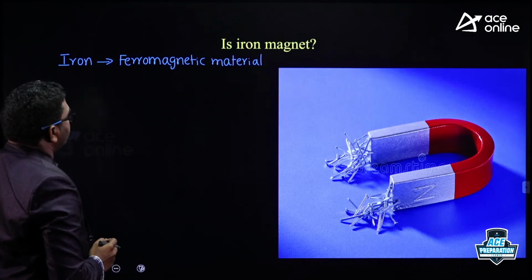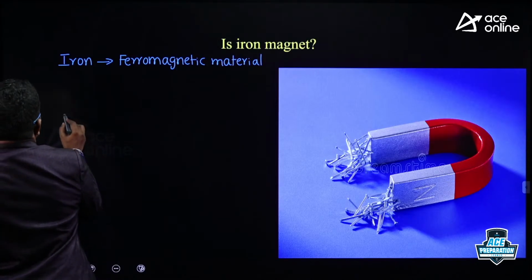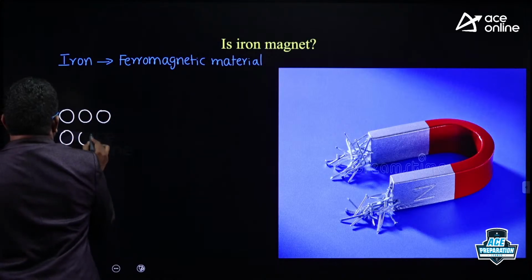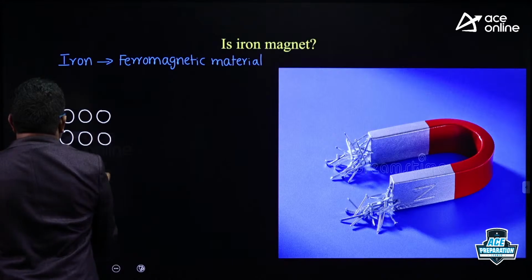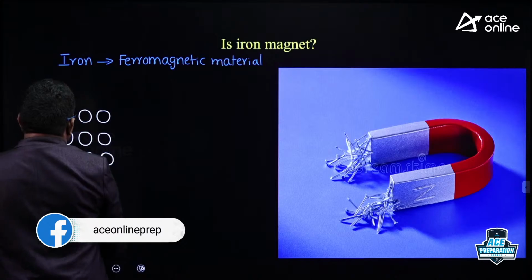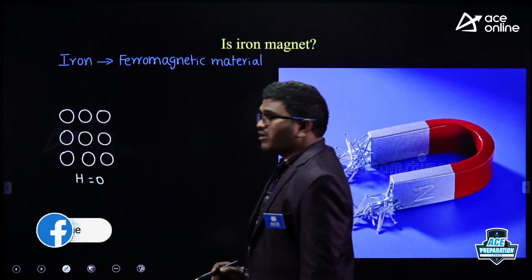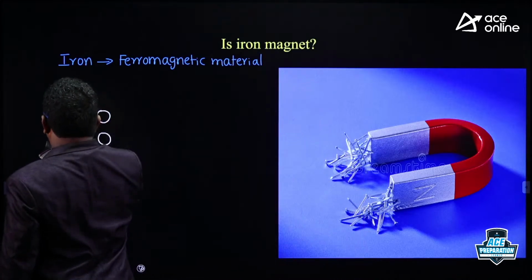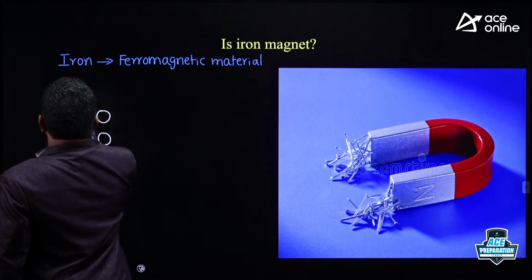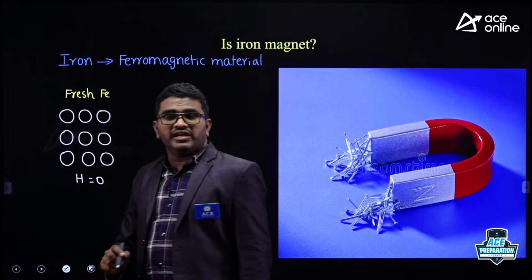I'll explain elaborately here. In every iron metal, there are permanent dipoles. This is a fresh iron metal, which means it is not affected by any magnetic field. H is the magnetic field, and the magnetic field is 0. It's a fresh iron piece I am taking, not affected by any magnetic field.